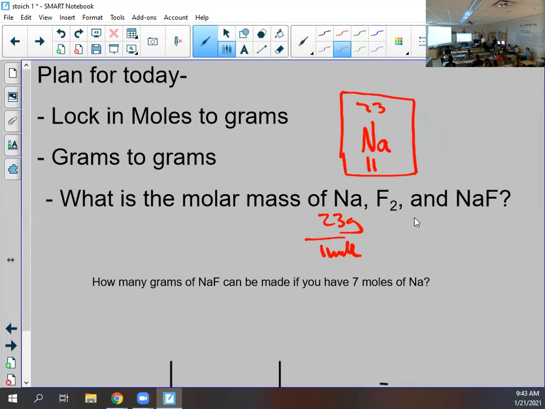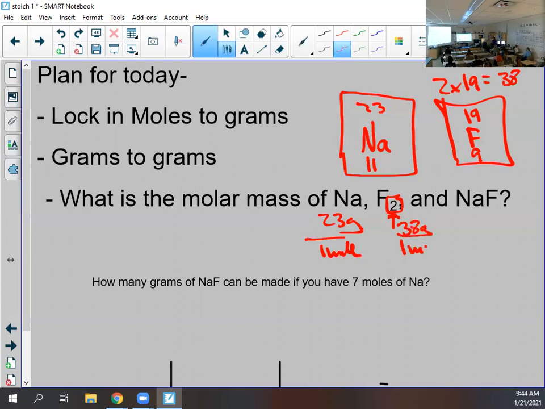Fair enough. F2: my poor sweet AP kids that I've gone off on for 2 days, so many of them forgot to check whether something's diatomic. Does F2 matter when it comes to the mass? Wait a minute. That's a 9. No, it's a 19. You better believe it. If there's 2 of them, then it's 2 times 19. So it's 38 grams per 1 mole.